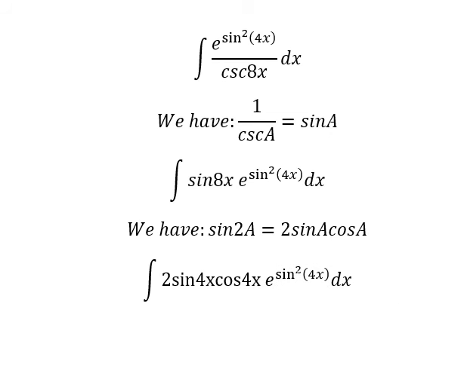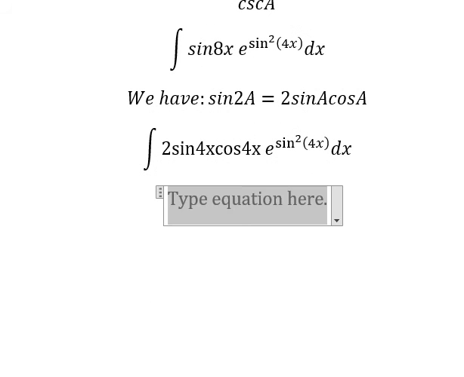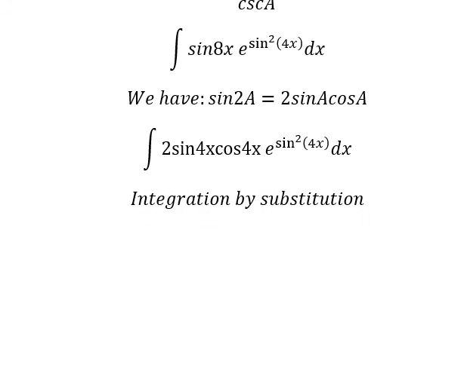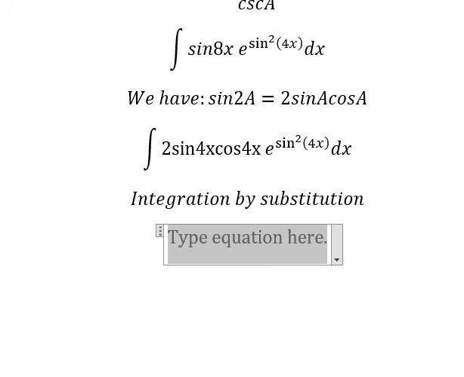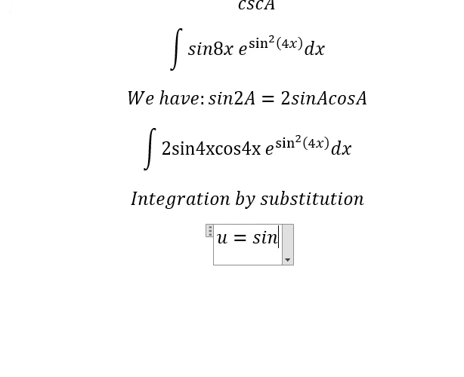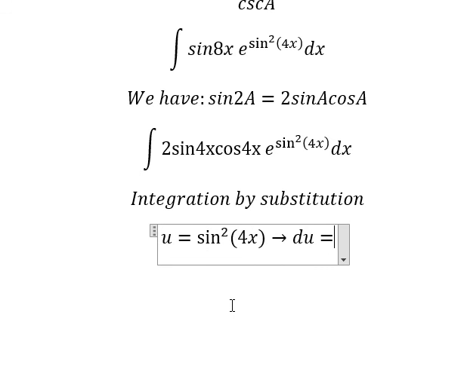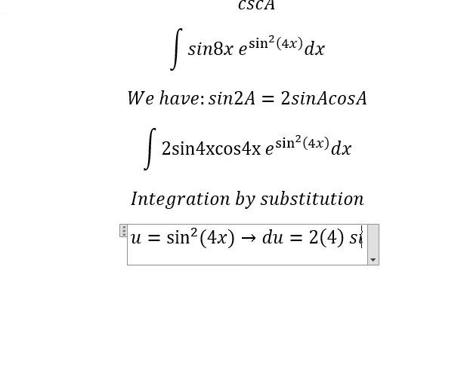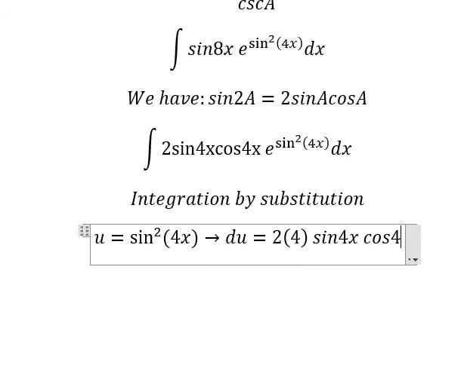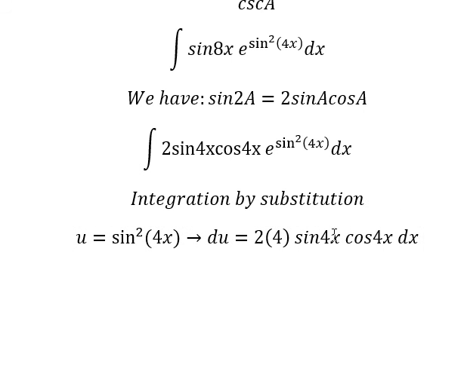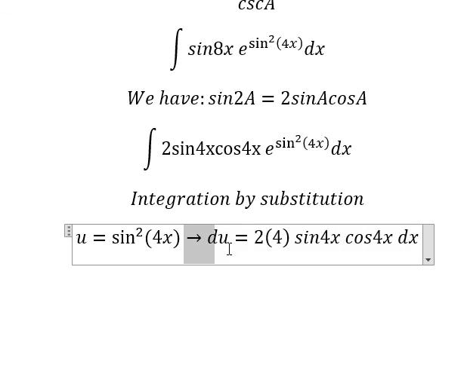Next, we can use integration by substitution. So I will put u equal to sine of 4x squared. After that, we need to first take the derivative of both sides. And this one we have like this. Because we don't have number 4 in here, we divide both sides by number 4.